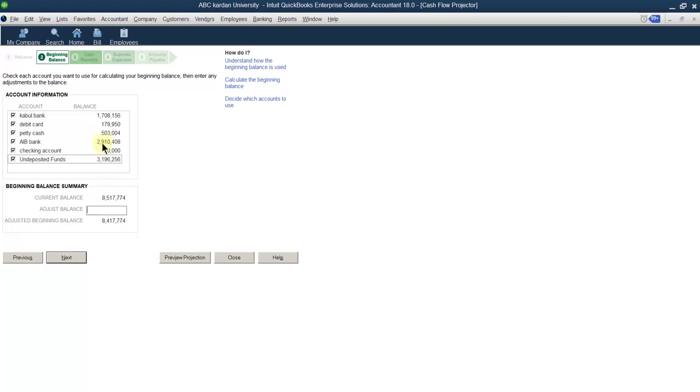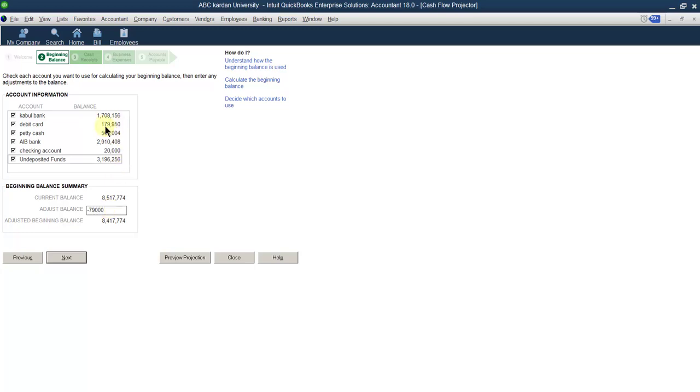If you feel that, for example, in the coming future, let us say the balance of the debit card is 179,000, and you feel that 79,000 of this will be paid for some expenses, then on that amount, if you feel some amount should be paid, it means there is an outflow. If there is any outflow out of any of these accounts in the coming future, you have to enter that amount with the negative sign.